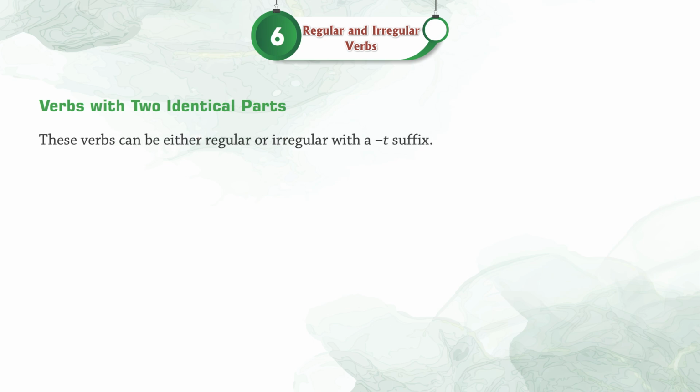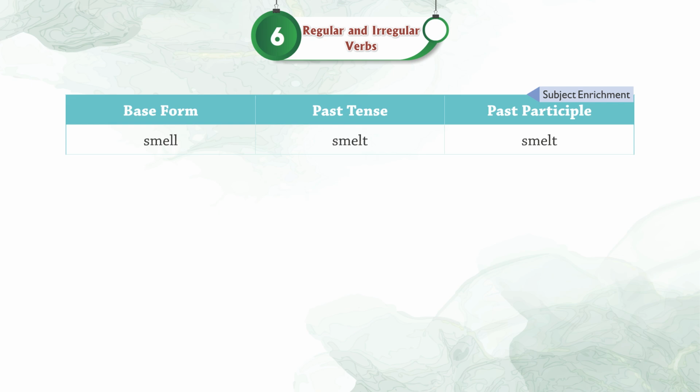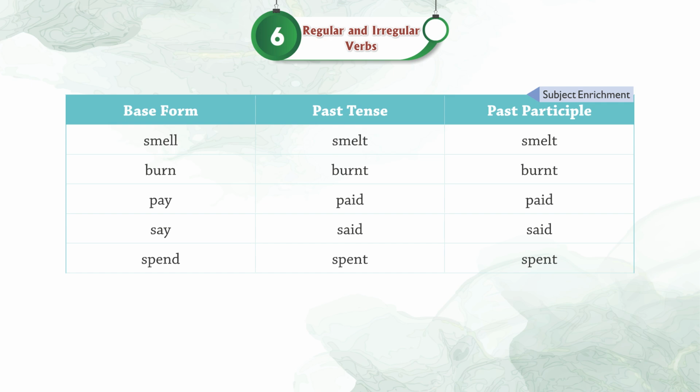Verbs with 2 identical parts. These verbs can be either regular or irregular with a T suffix. Base form smell, past tense smelt, past participle smelt. Burn, burnt, burnt. Pay, paid, paid. Say, said, said. Spend, spent, spent.